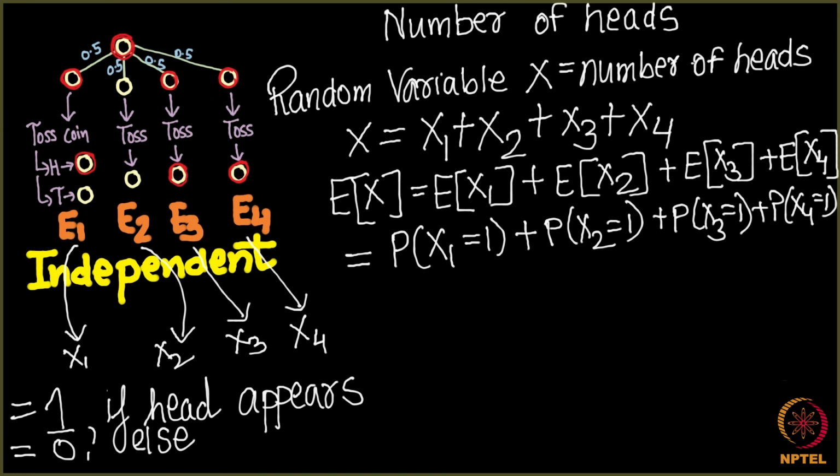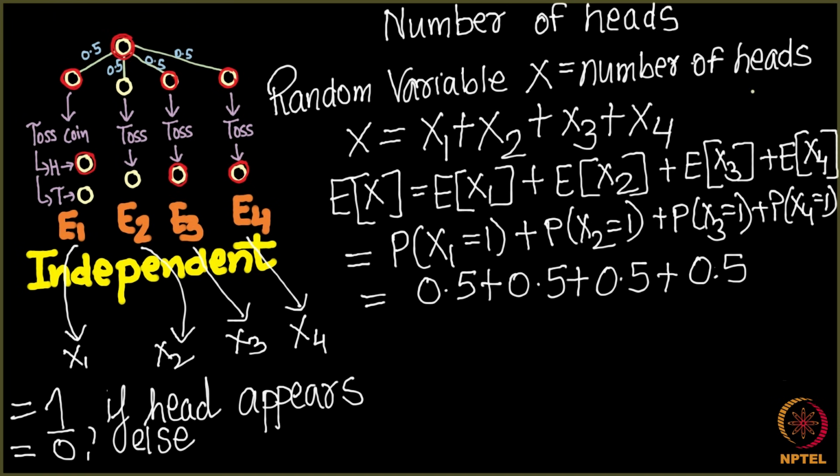And then we know what is the probability that x1 is 1. When is x1 1? x1 is 1 when I get a head in the first coin toss, and the probability of that happening is nothing but 0.5, and same is for x2, x3 and x4. So overall I get the value 0.5 into 4, which is 2. So I've done it rigorously. Even if you didn't understand it, it's perfectly okay.